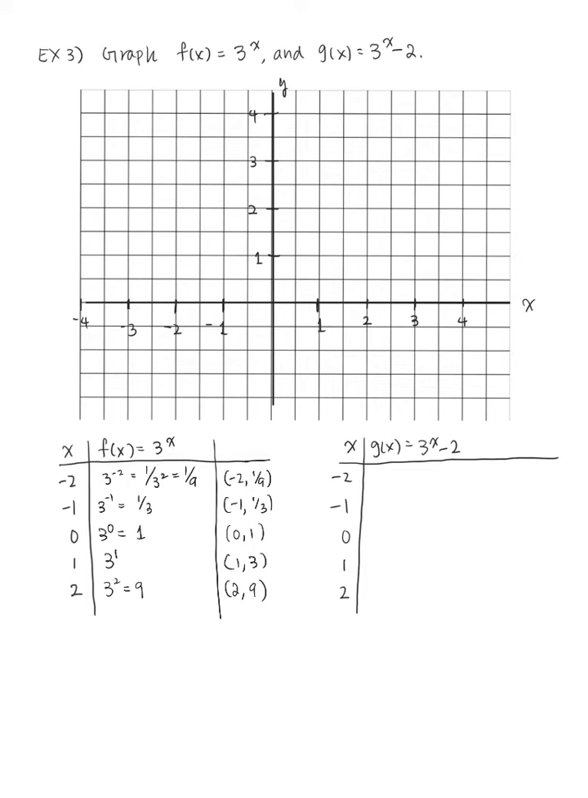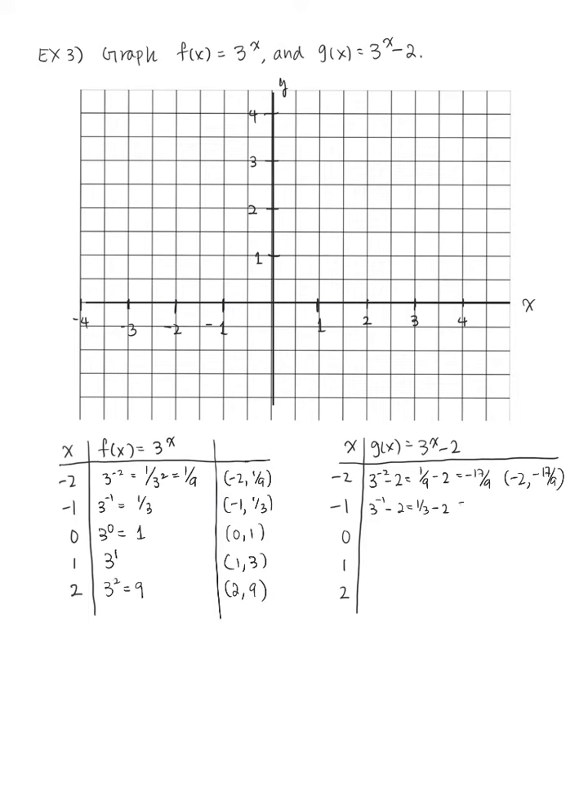So if I do the same thing as what we did with f of x, here what we're going to get is 3 to the -2 minus 2, which is the same thing as, remember we already computed 3 to the -2, which was 1 over 9. So we're going to have 1 over 9 minus 2, which is going to give us -17 over 9. So here, when x is -2, our y value is -17 over 9. All right, now when x is -1, we're going to have 3 to the -1, which is 1/3, and then minus 2.